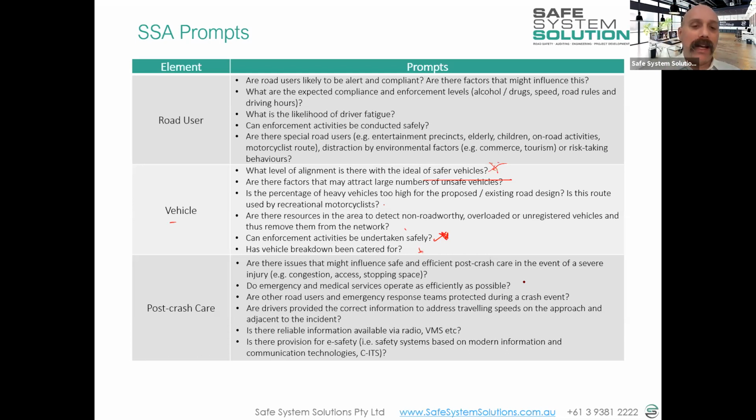So then, are other road users and emergency response teams protected during a crash event? Are drivers provided correct information to address travel speeds on the approach? Is there reliable information via radio VMS? Is there provision for e-safety systems based on modern information communication technology or cooperative ITS? That's a bit of a question again for more a community or a fleet or the like, or even a program, but it does come up in some of them.